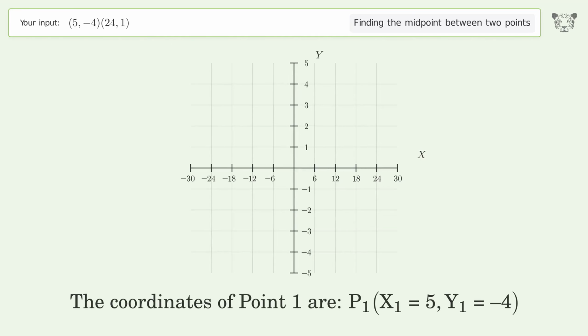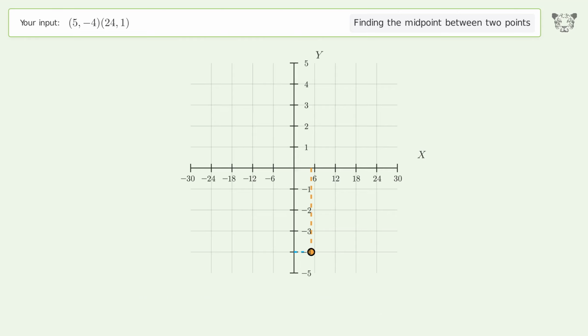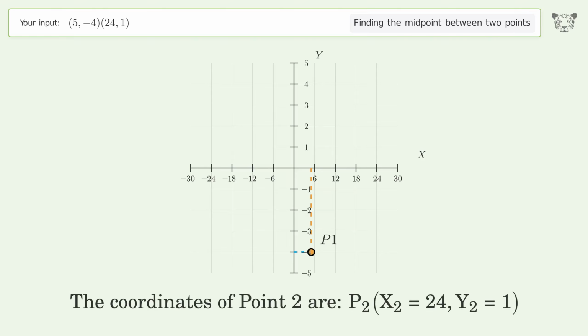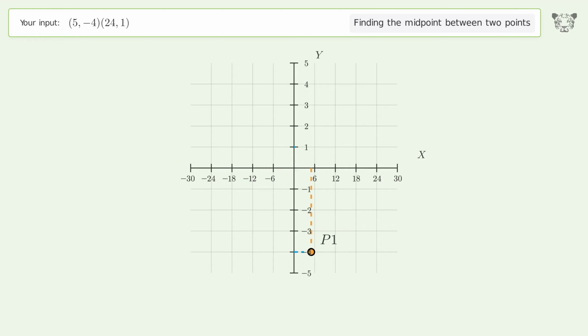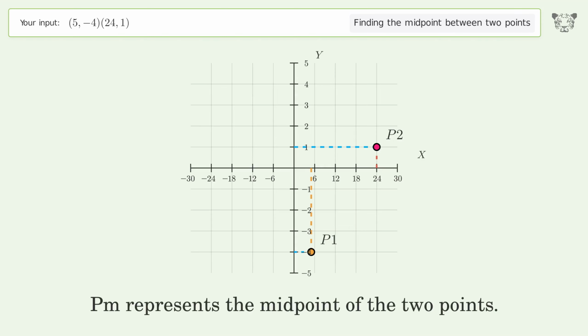The coordinates of point 1 are x1 equals 5, y1 equals negative 4. The coordinates of point 2 are x2 equals 24, y2 equals 1. PM represents the midpoint of the 2 points.